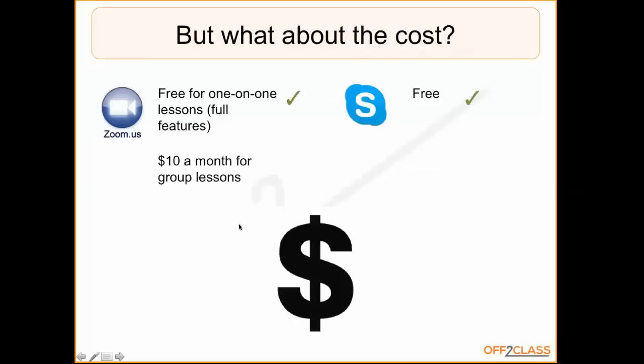And what about the cost? Zoom actually is free if you want to just be running one-on-one lessons. You can use the basic free account. If you want to be able to do group lessons, so that would be more than one student participating at a time, you need a pro account, and it's $10 a month.